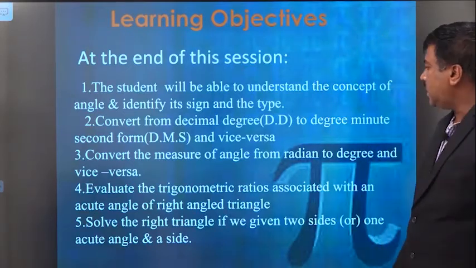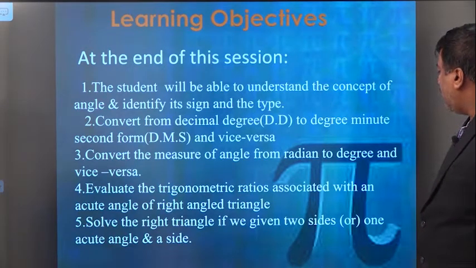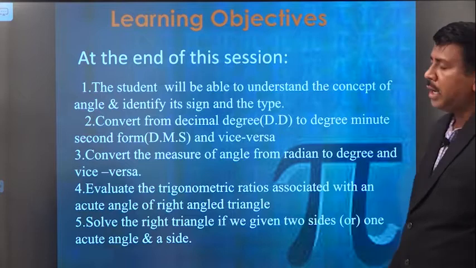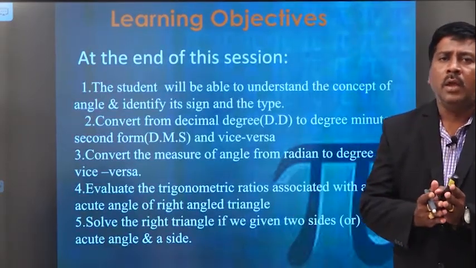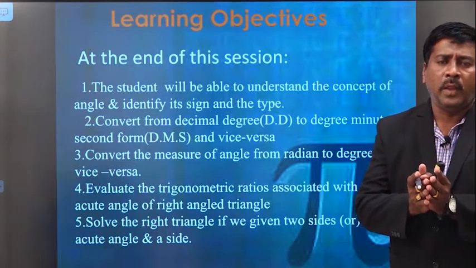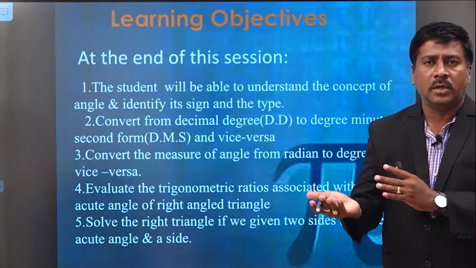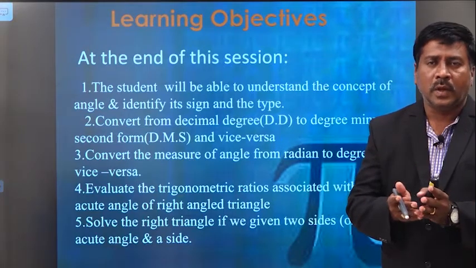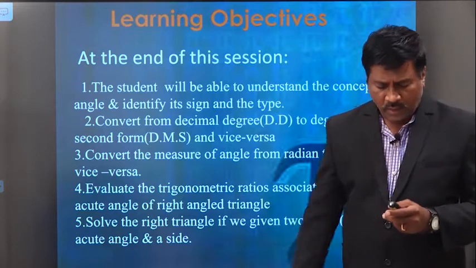Now, the fifth one is to solve the right angle triangles. If we are given two sides, or one acute angle and a side. Suppose in a triangle two sides are given, then by using the laws we are able to find the third side and also the angles. Likewise, this knowledge may be acquired by the student after completion of this session.